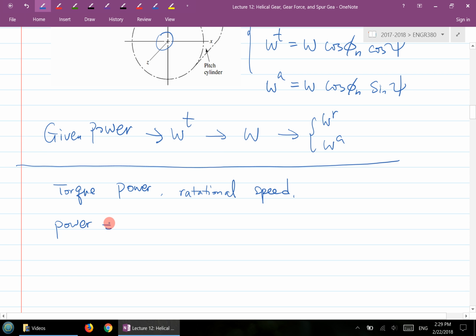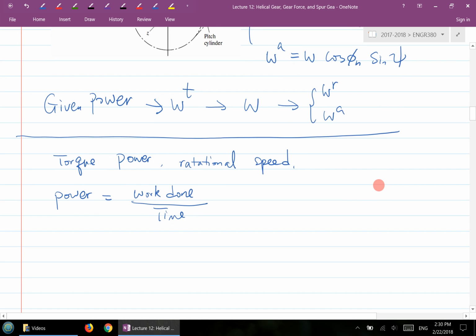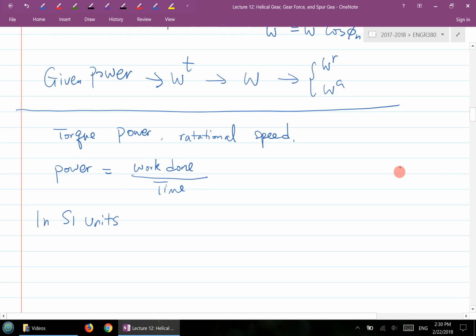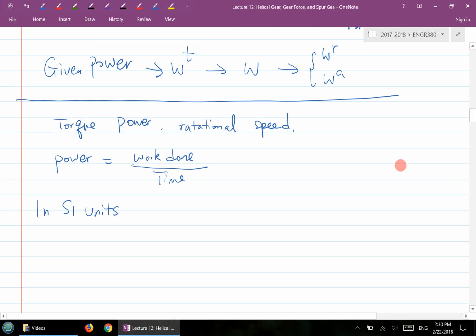In simple language, power equals the amount of work done over the time it is taken. That's power, right? How much work is done within a certain amount of time. The tricky part in our course is we always deal with two different types of units. We have SI units, and we also have American units. So I'm going to write down a few very commonly used formulas in both of the units here.